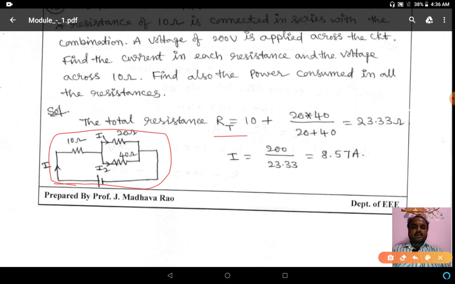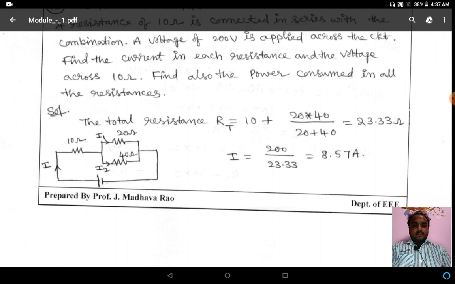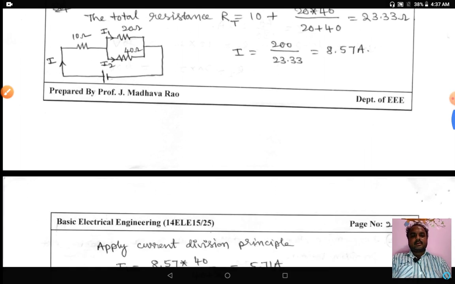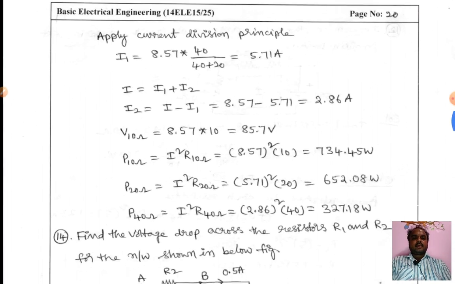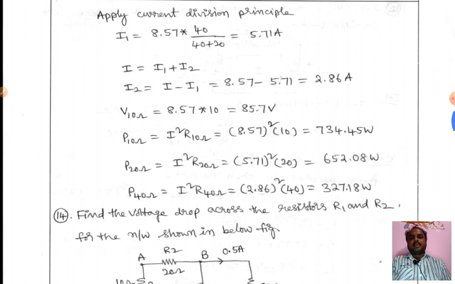So first you find the total resistance: 10 plus, since these two are parallel, 20 into 40 by 20 plus 40. If you simplify you will get 23.33 ohm. Our total voltage is 200, so current I is equal to 200 by 23.33, that is equal to 8.57 amperes, right? Next, once you find the current, you can find the current in each resistance by applying the current division principle.